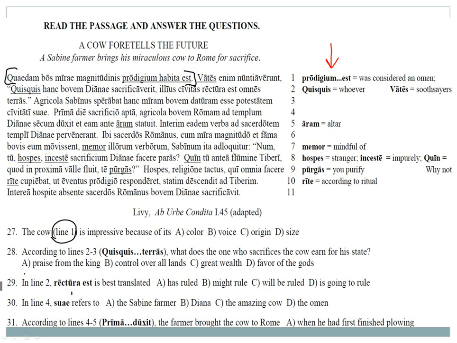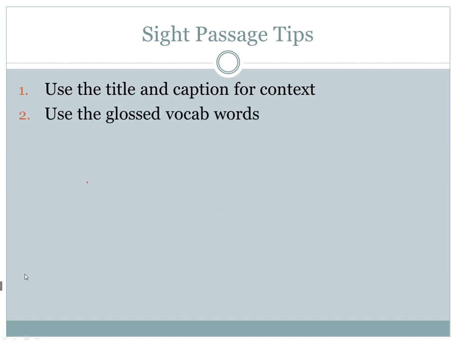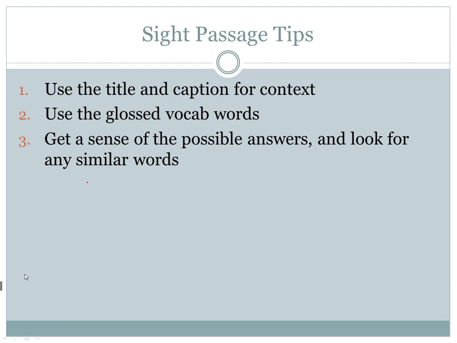So scanning through, the first thing that stands out to me is magnitudinous. That looks like magnitude in English. So it probably has something to do with size. I'm not going to go any further than that. The answer is D. So what we've learned from that is number 1, use the title and the caption. Number 2, use any gloss vocab words you have. Number 3, get a sense of what the possible answers could be based on the multiple choice, and look for any similar words that will give you a hint as to what the correct answer is.